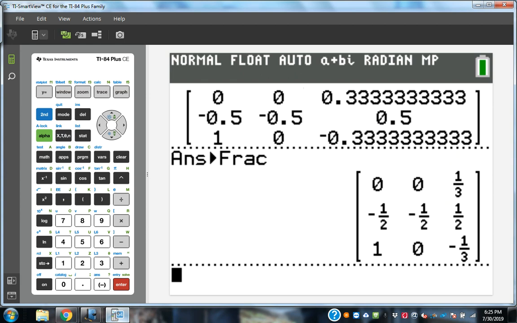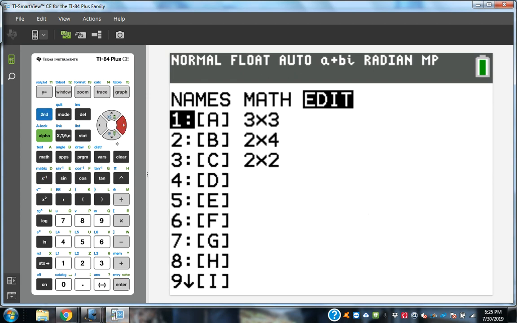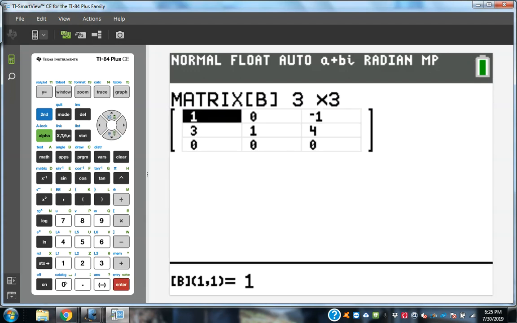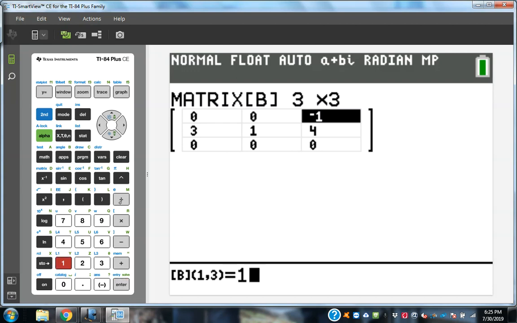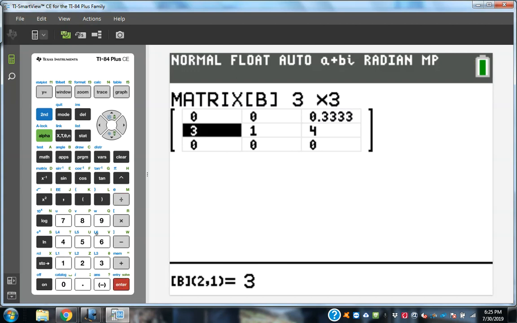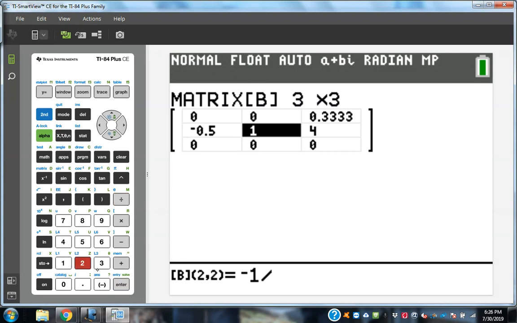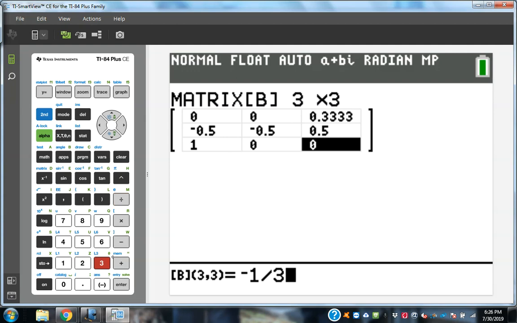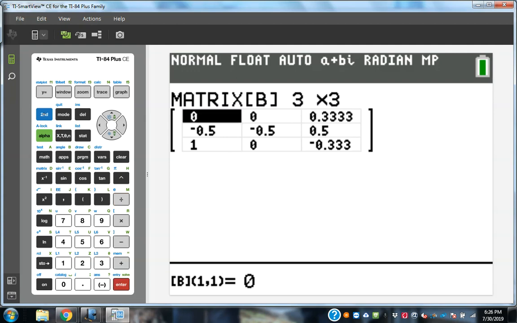We can verify two matrices are inverses by multiplying them together. So I'm going to edit matrix B and put in that inverse that I just found. So 0, 0, 1/3, -1/2, -1/2, +1/2, 1, 0, -1/3. So that's matrix B.